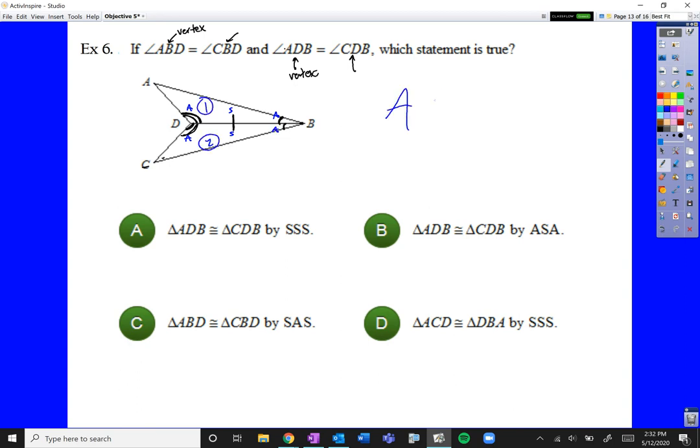So it looks like these are going to use angle, side, angle. Nope, nope, nope. Cool. There's only one option that uses angle, side, angle. So that must be it.